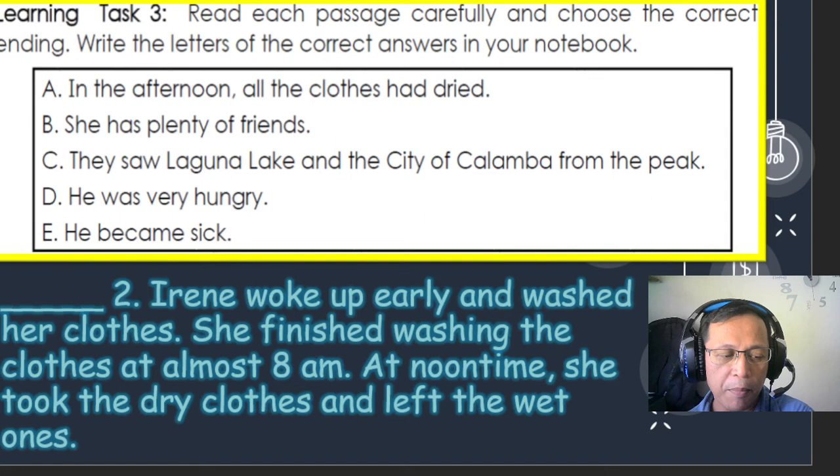Is it A, in the afternoon, all of the clothes were dried? Letter B, she has a plenty of friends. Letter C, they saw the Laguna Lake and the city of Calamba from the peak. Letter D, he was very hungry. And letter E, he became sick.